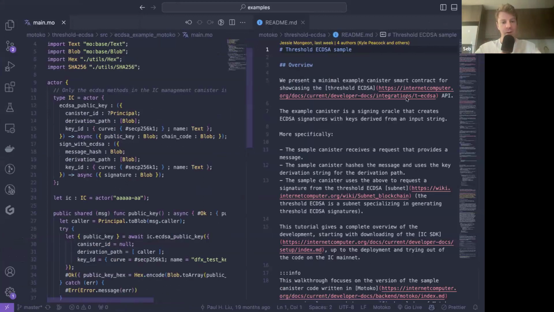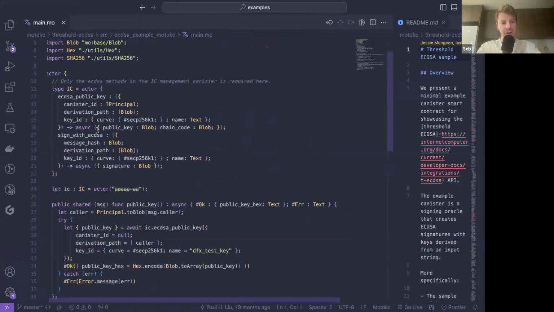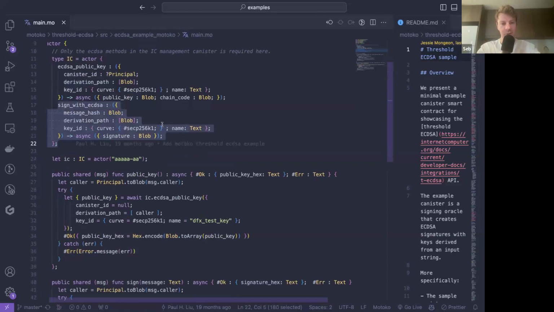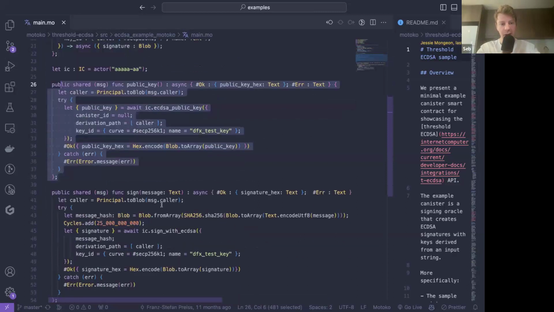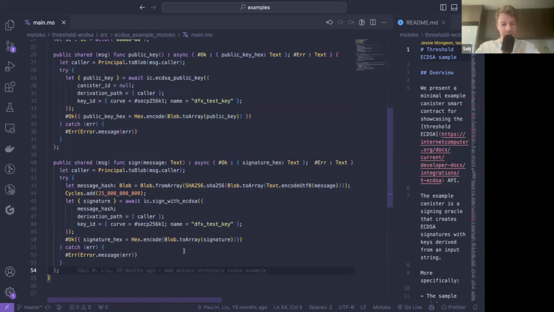So how do you create a signature? Again, we simply use the management canister's ECDSA public key and sign with ECDSA methods. Each canister is going to have access to a specific public key, and each canister is going to be able to sign with the corresponding private key. And here you have the public key and you have the sign method, and that's about it.